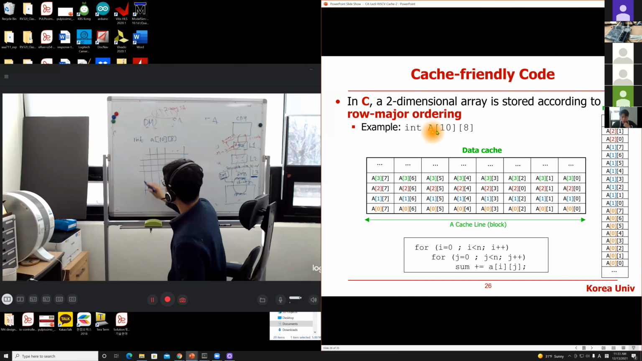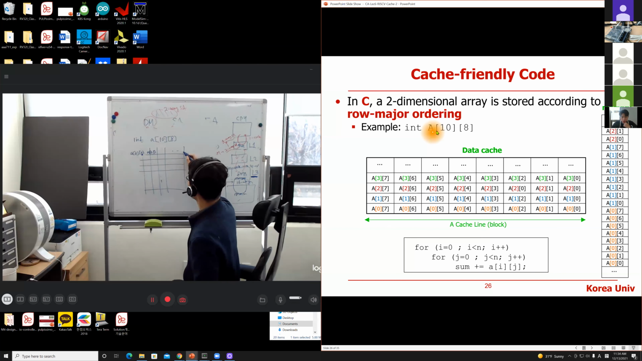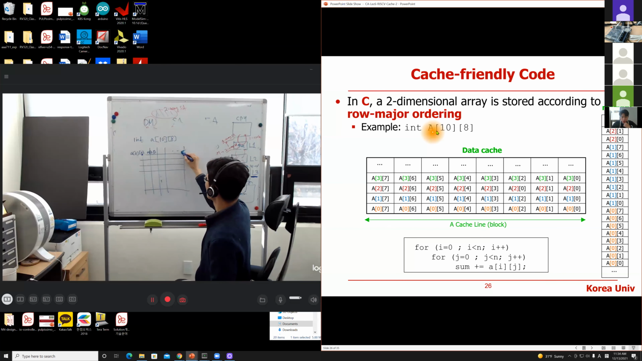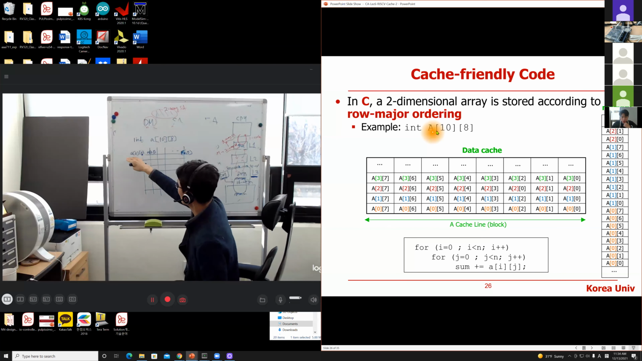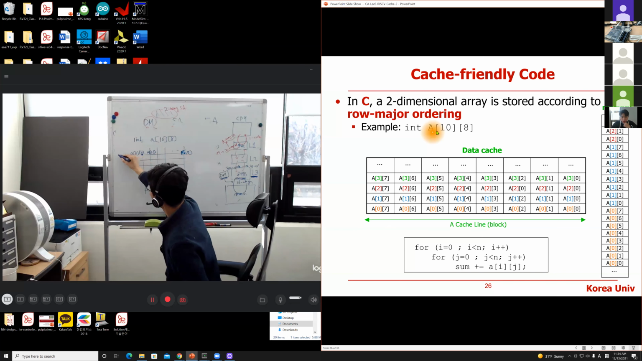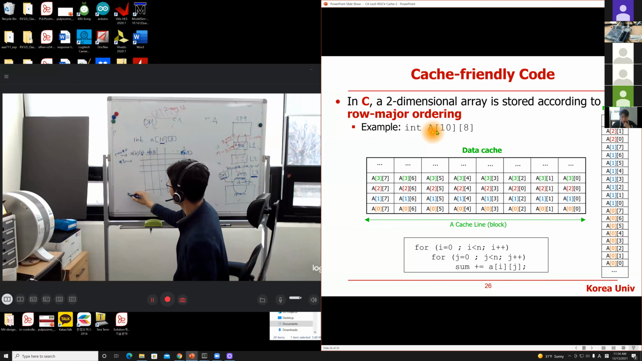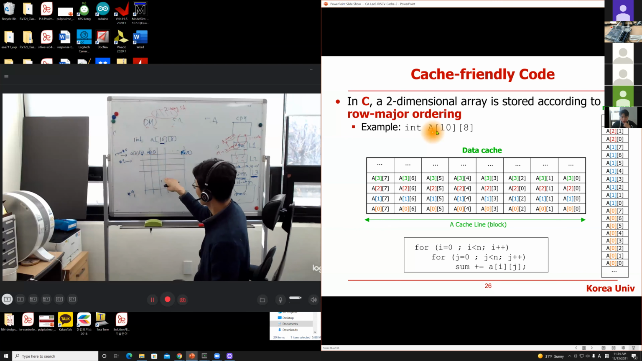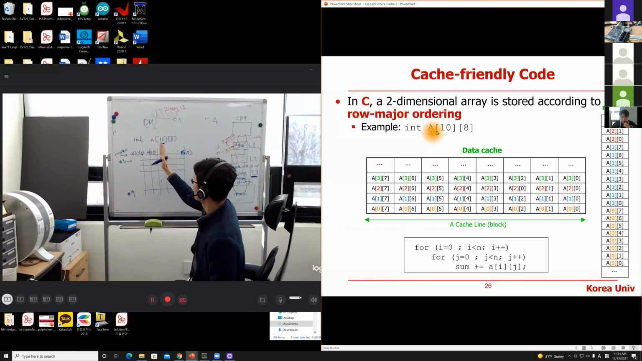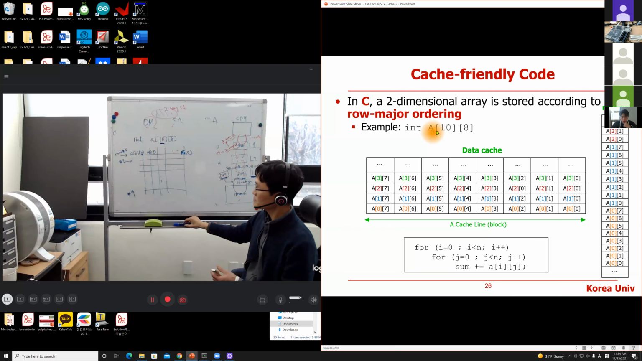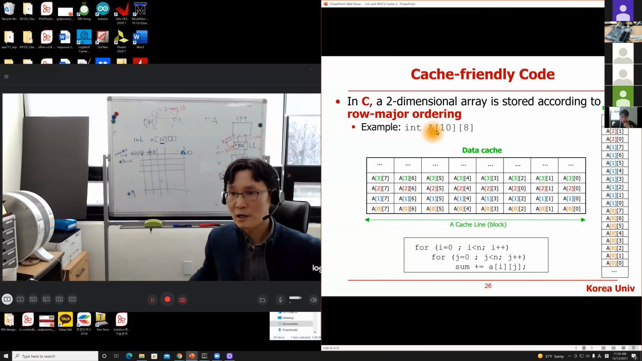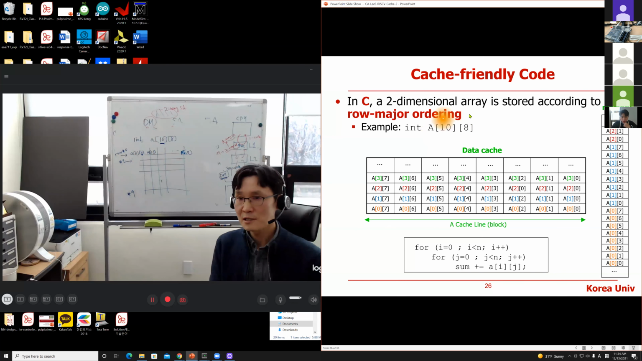A00, so first element, right? A0,0, A0,1, A0,7. The first row, row number 0, row number 1, and so on, up to row number 9, so 10 different rows, and 8 different columns. So that is a two-dimensional array.